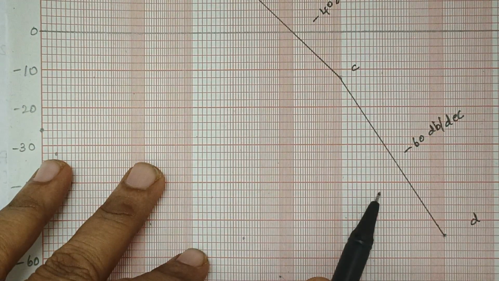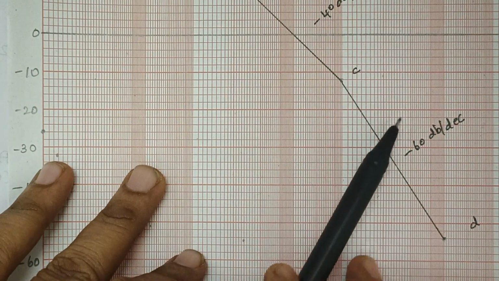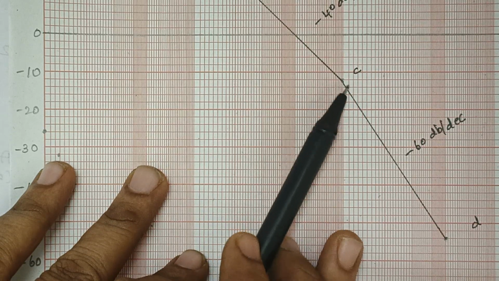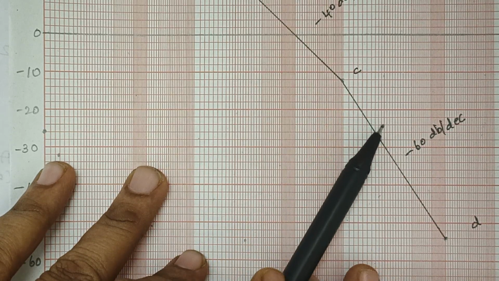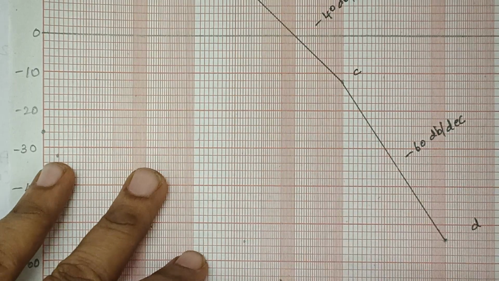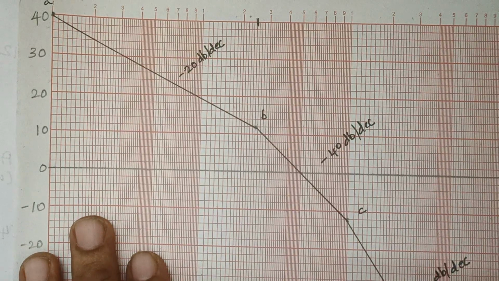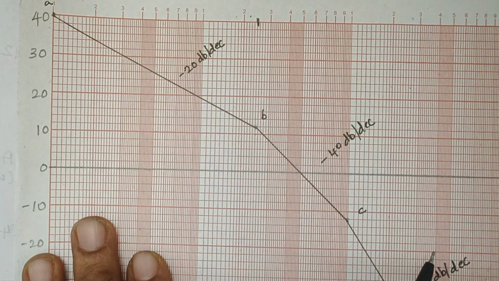And here the next is minus 60, right? It gets again narrower than minus 40. You see, when you extend this minus 40, my line will be going like this, right? But you see, it is getting narrowed down, right? So we can check whether the slope is correct or not depending upon these values, right?